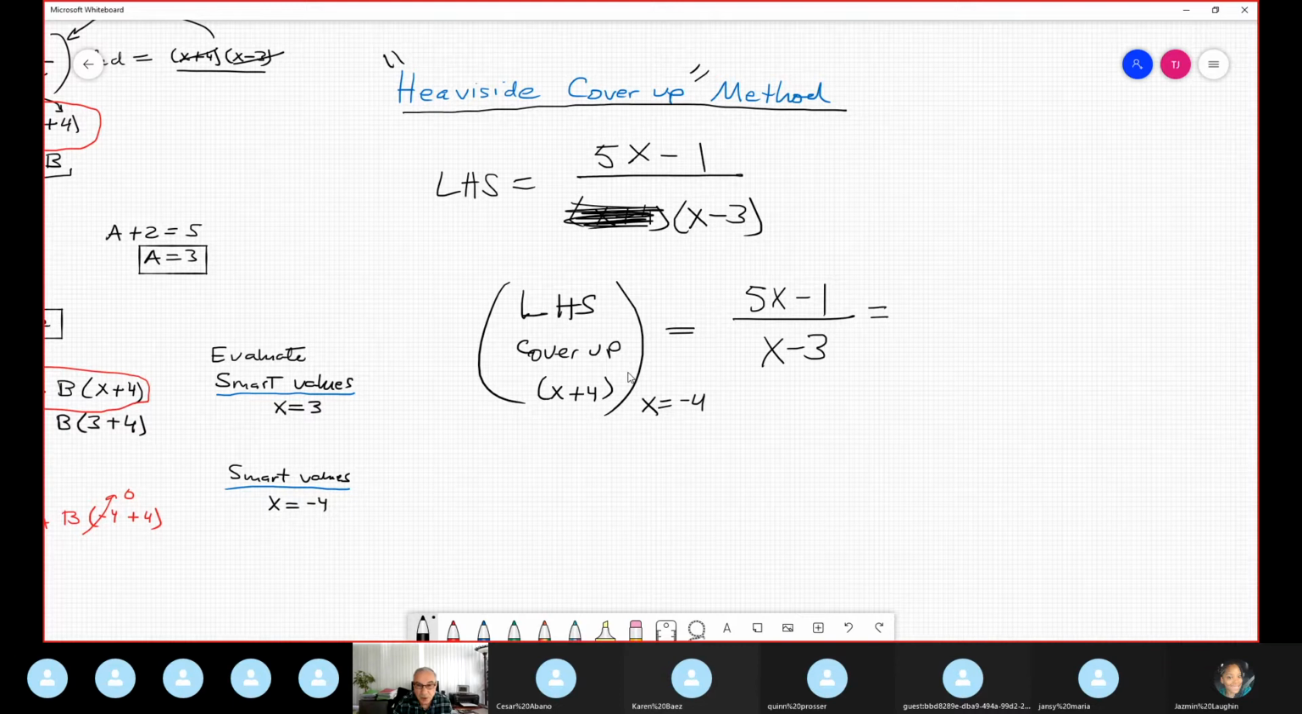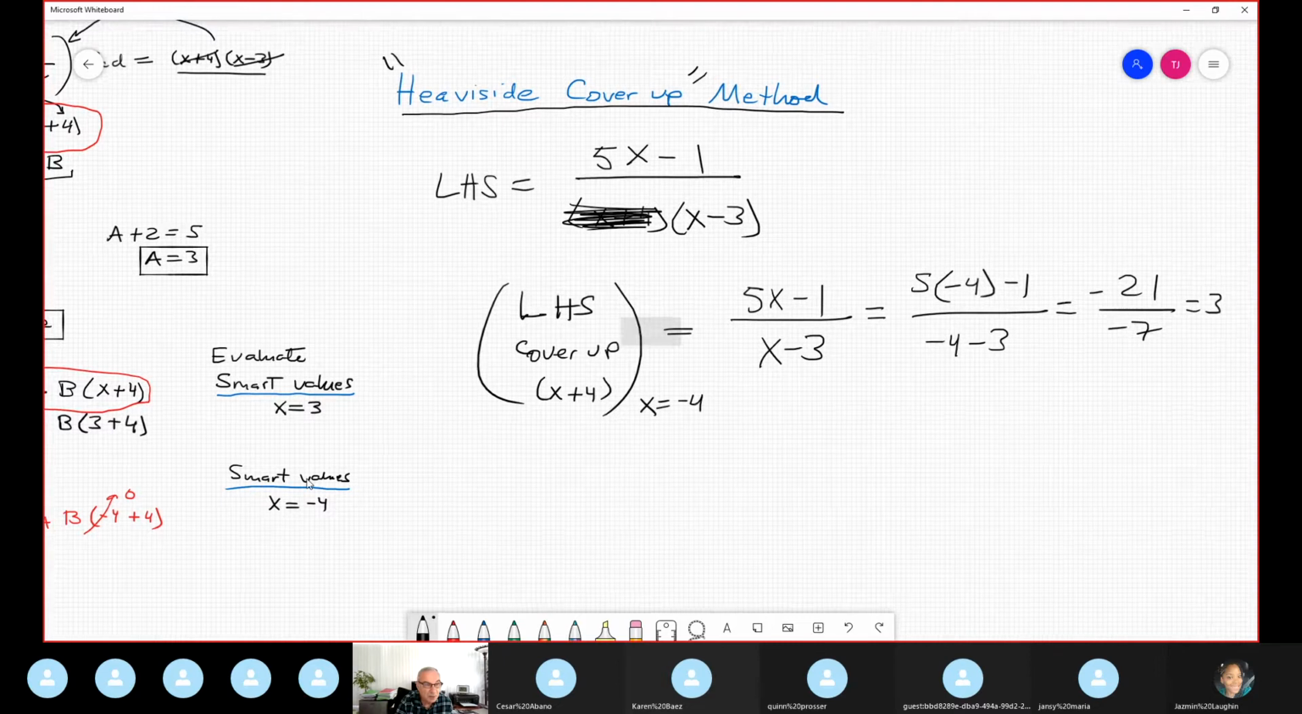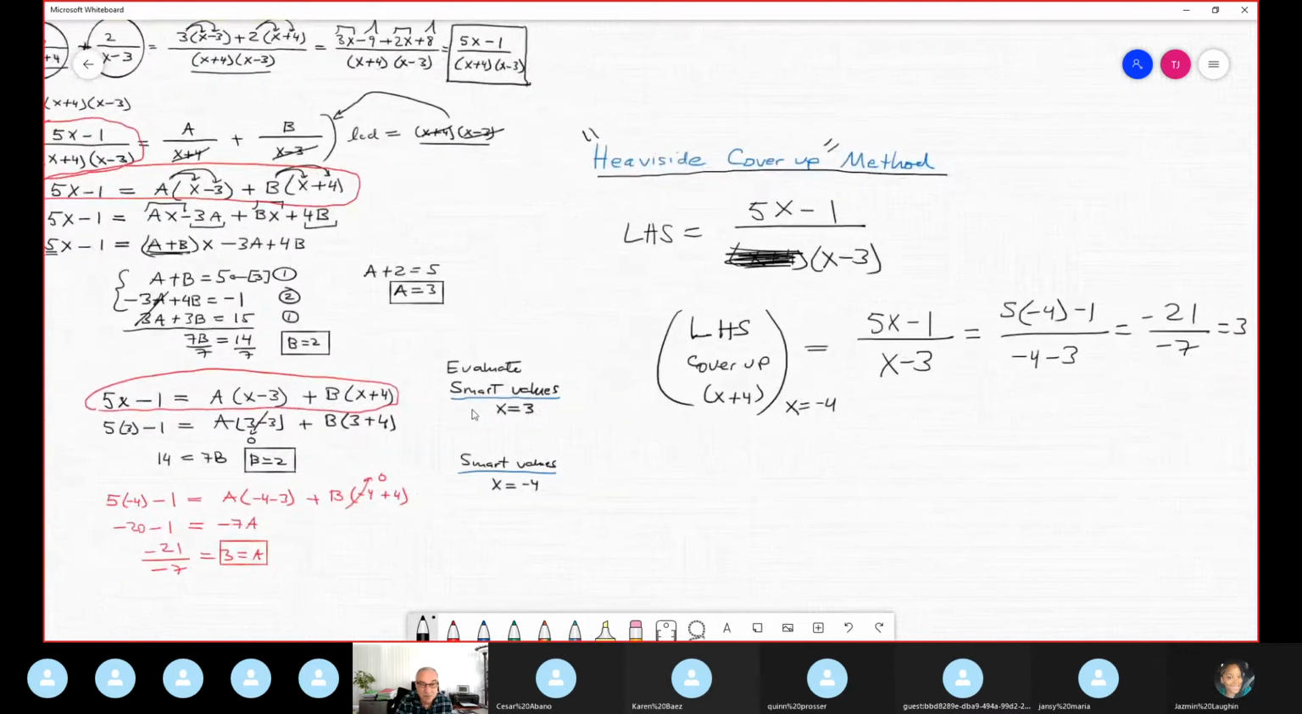And you plug in -4. So you have 5 times -4 minus 1 divided by -4 minus 3. This is exactly the same as I did before, -21 over -7. The answer is positive 3. And by the way, is this A or is this B? I don't remember. Well, this is the partial fraction associated with the x plus 4, that was the factor I covered up. So A is 3.